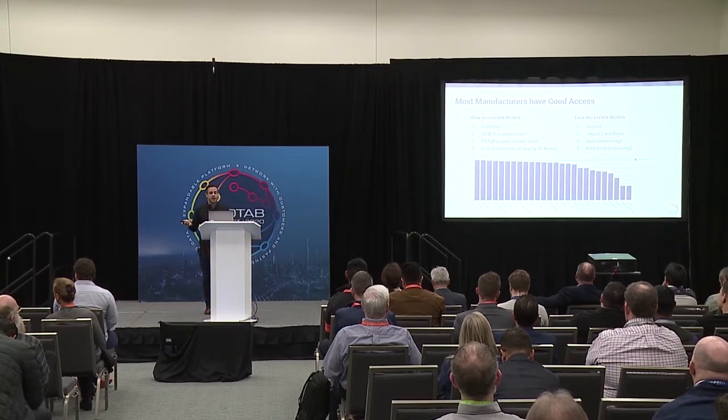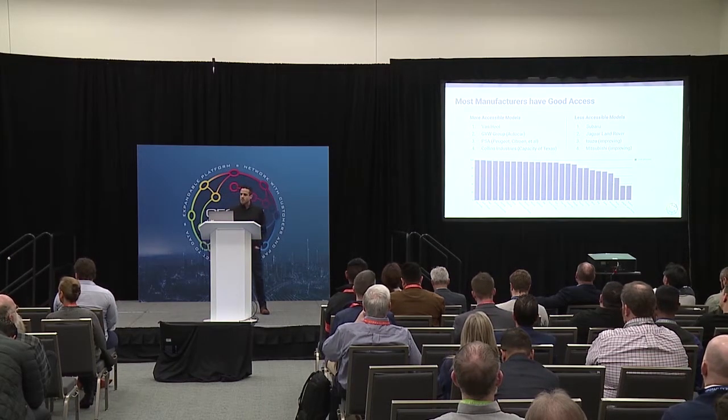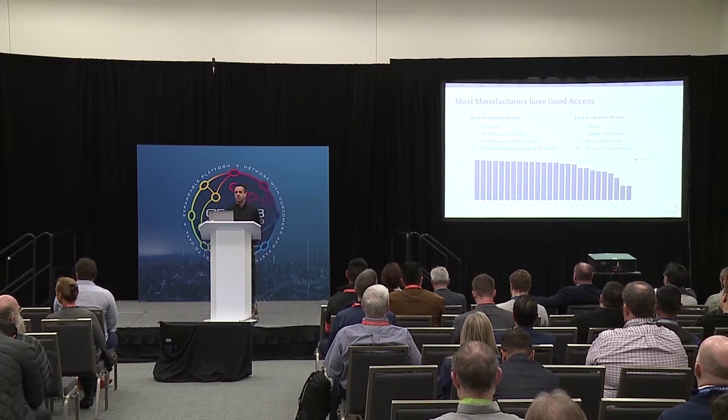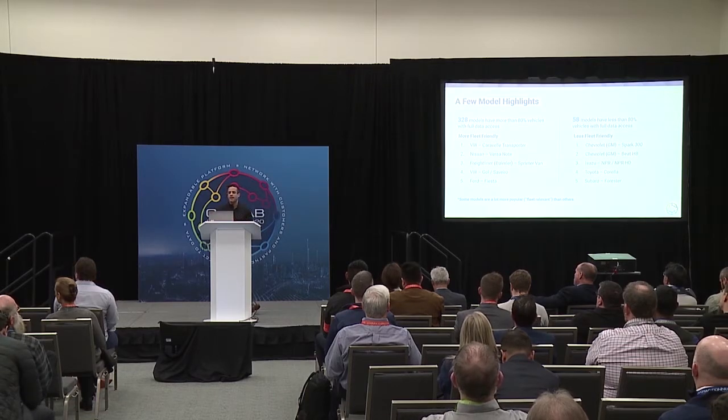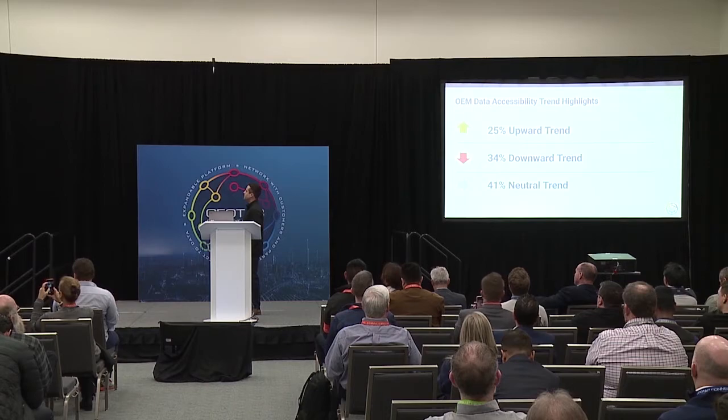So most manufacturers have really good access across the board. You can see here some of the more accessible models, some of the lesser accessible models. Again, a good news story across the board. A few model highlights: 328 models have more than 80% of their vehicles with this full data access, and 58 models have less than 80% with full data access. You can get a sense of the more fleet-friendly and lesser fleet-friendly vehicles in the equation.